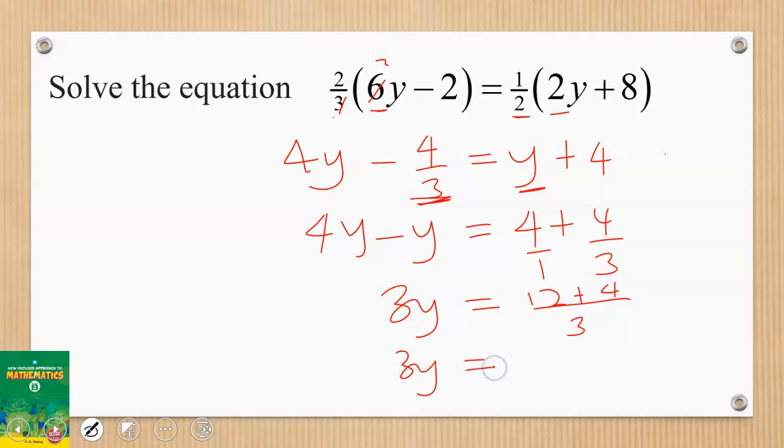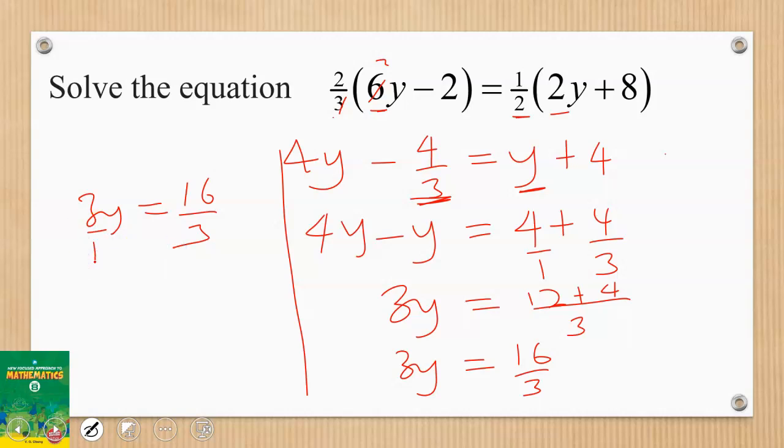3y is equal to, here we have 16 on 3. So let me go back like this. 3y is equal to 16 on 3. If I do cross multiplication, I have 9y is equal to 16. Dividing both sides by 9 will give us 16 over 9.